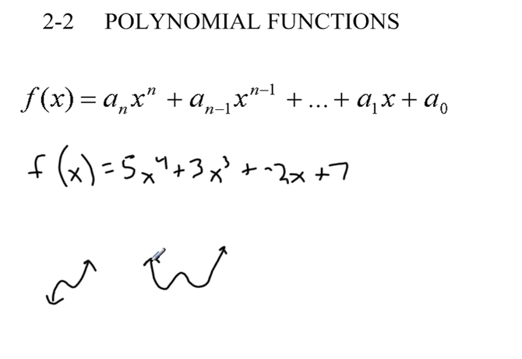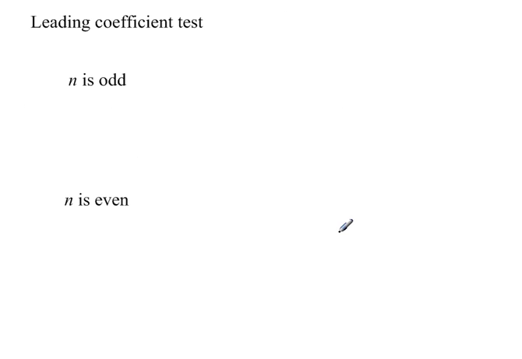So that's the first thing we need to talk about, and it has to do with this number in front here and this greatest power or this degree of the function. So let's figure out what these graphs would look like. Now, there's something called the leading coefficient test. So if n is odd, so this is a function like y equals x to the fifth plus something, all that matters is its greatest power.